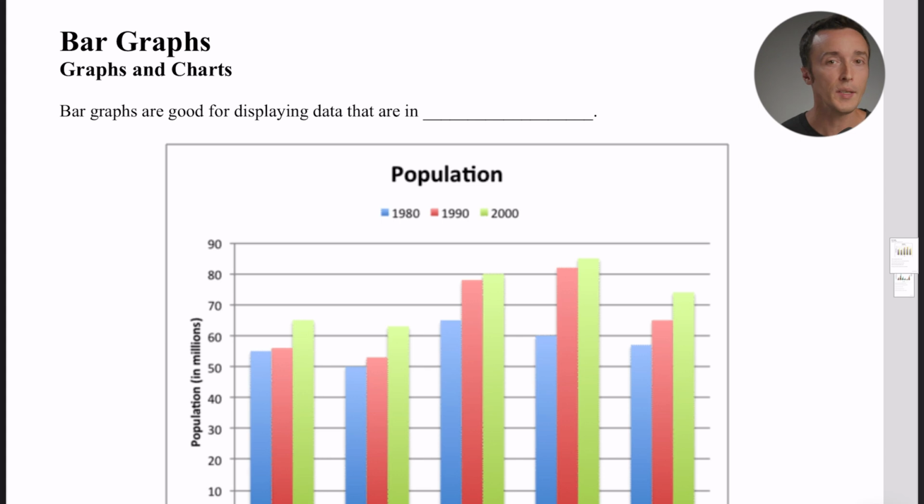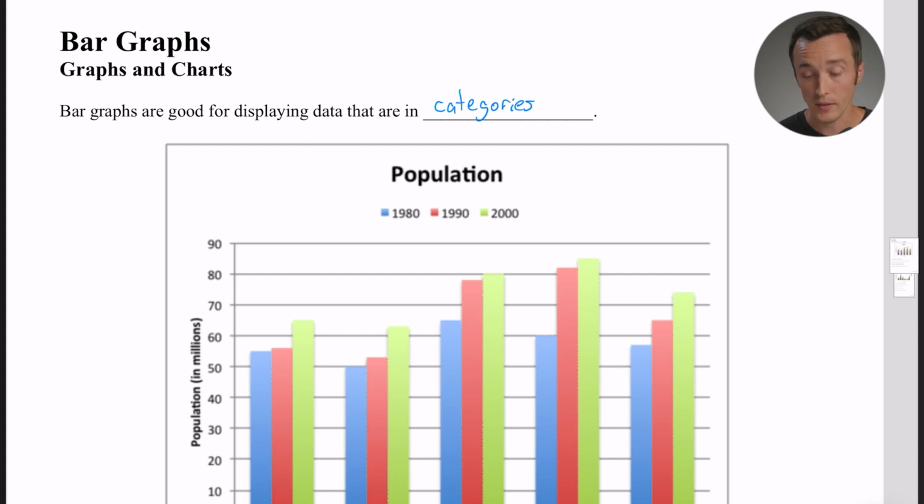Okay, so we see bar graphs all the time. If you're watching TV, if you're scrolling social media, especially around, it seems like, political season, you're always going to see lots of bar graphs. And the reason is because bar graphs are good for displaying data that are in categories. Okay, so let's fill that in. So it's good for showing things that are in different categories.